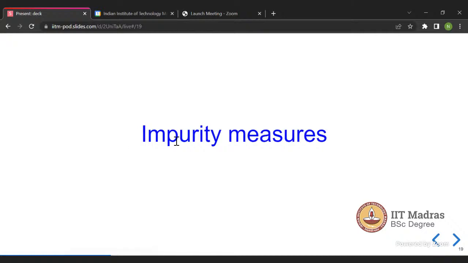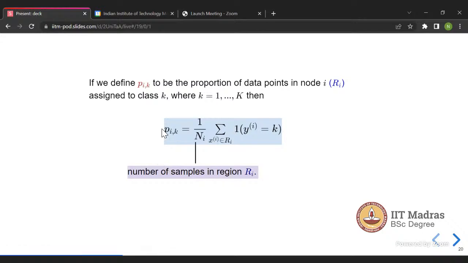For that we will define some measures. Before defining the measures, there is one notion which gives you the proportion of data points belonging to different classes in a node. Here p_ik means i stands for the ith node, k stands for the class. So p_ik is the proportion of the data set that belongs to class k in node i. How will you calculate this? This is the indicator function. It will look for those examples in region Ri for which the label is k.